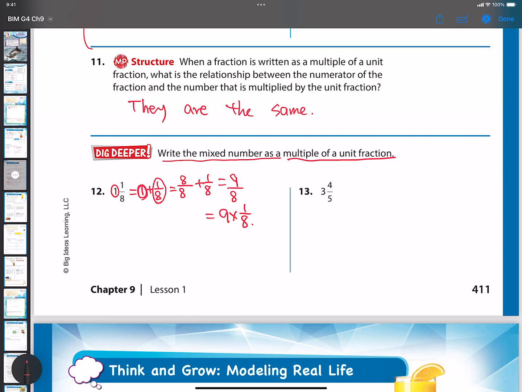You got it? But we know an easier way. Cross multiplication, right? So 1 times 8 is 8, 8 plus 1 is 9. That's what we have here. So let's practice this one, number 13, same way. 3 times 5 is 15, plus 4 is 19 over 5. This is equal to 19 times 1/5. You got it? All right, let's move on.